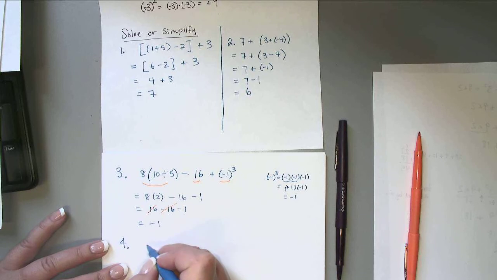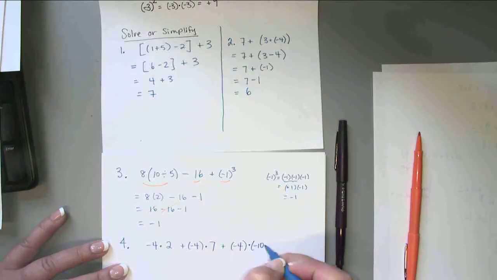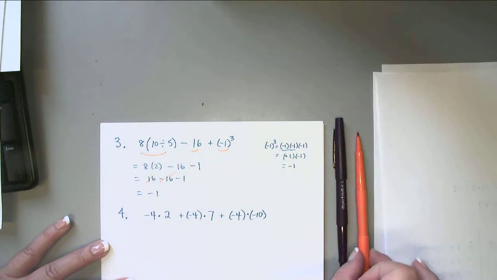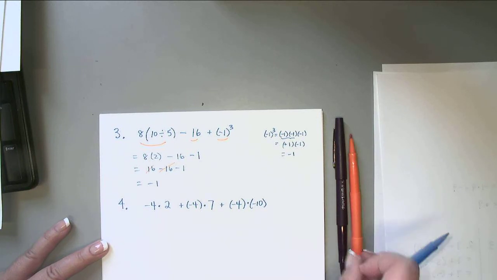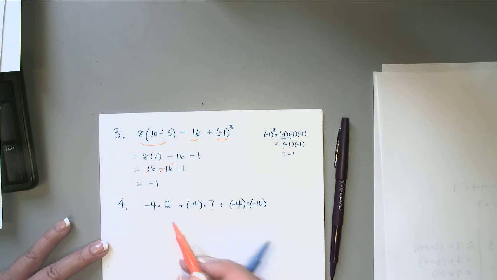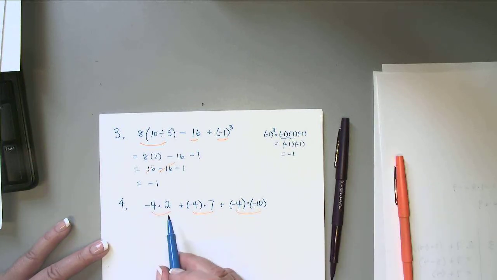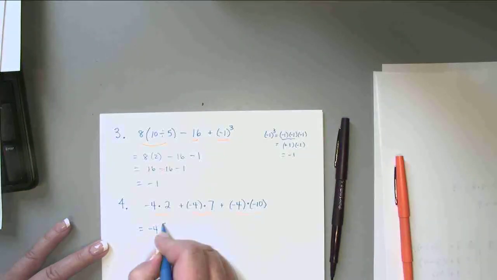Four. Now we're just going to do this one a little bit different. So here, what I'm going to show you with this one, there are 3 terms, because you're looking at between the plus and minus. So there's 3 terms here. But what you might notice in all 3 of these terms is that they all have a negative 4. So we can actually factor out that negative 4.